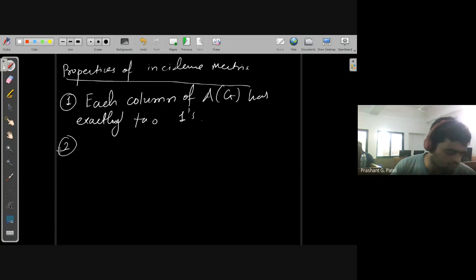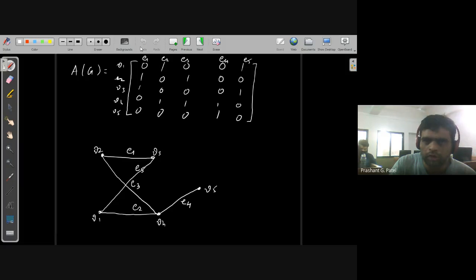How many ones exist in the matrix? Can you say something regarding this? In a column, we have talked about the number of ones, which is exactly two. What about a row? How many ones does a row contain? The number of ones in a row will represent something.